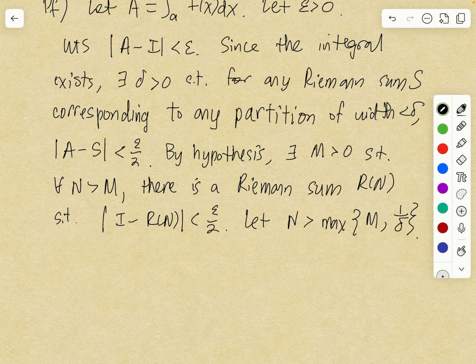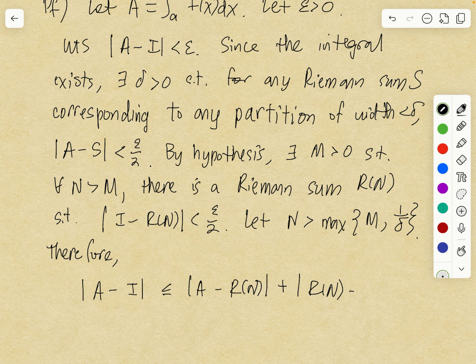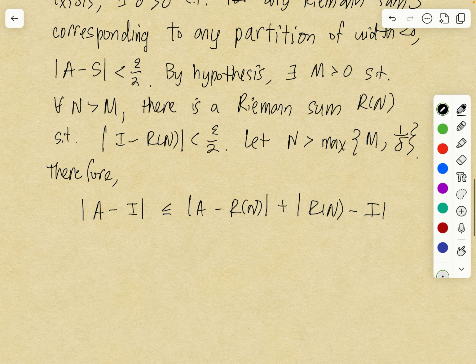So, therefore, the absolute value of a minus I, by the triangle inequality, is less than or equal to the absolute value of a minus R of n plus the absolute value of R of n minus I. And then this is less than epsilon over 2 plus epsilon over 2, which is epsilon.